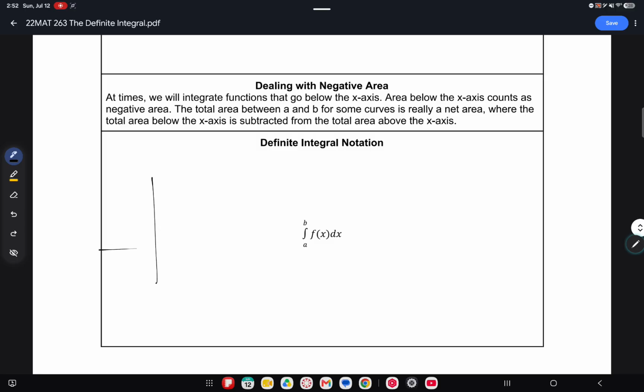So if I had some function that looks like this, right? This would be a positive area. And anything below the axis would be a negative area. Okay? And when we do an actual integral and do the math with the actual function, it does account for all of that. So we don't have to worry about it. But just unless we're looking at a picture.